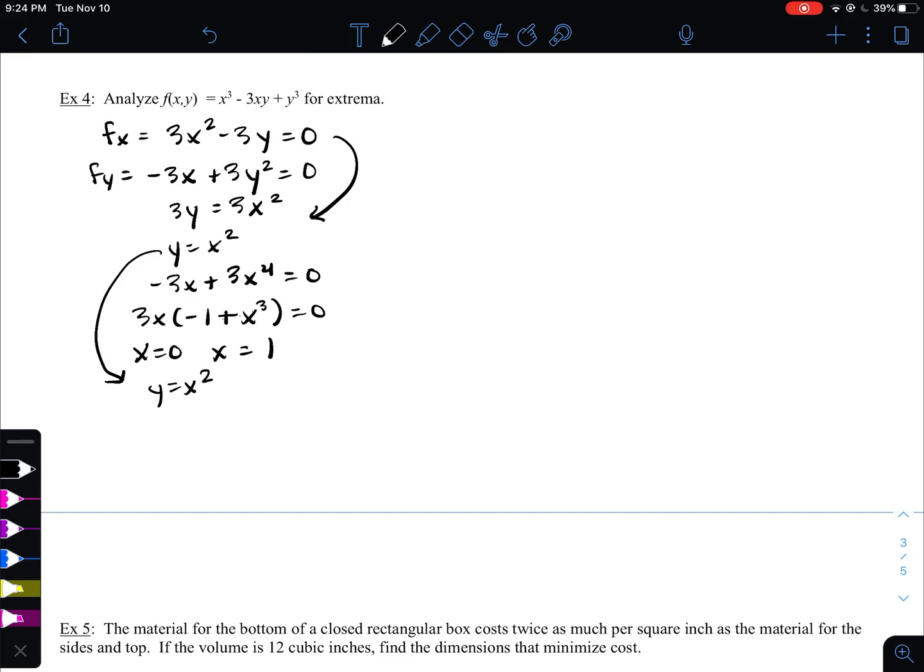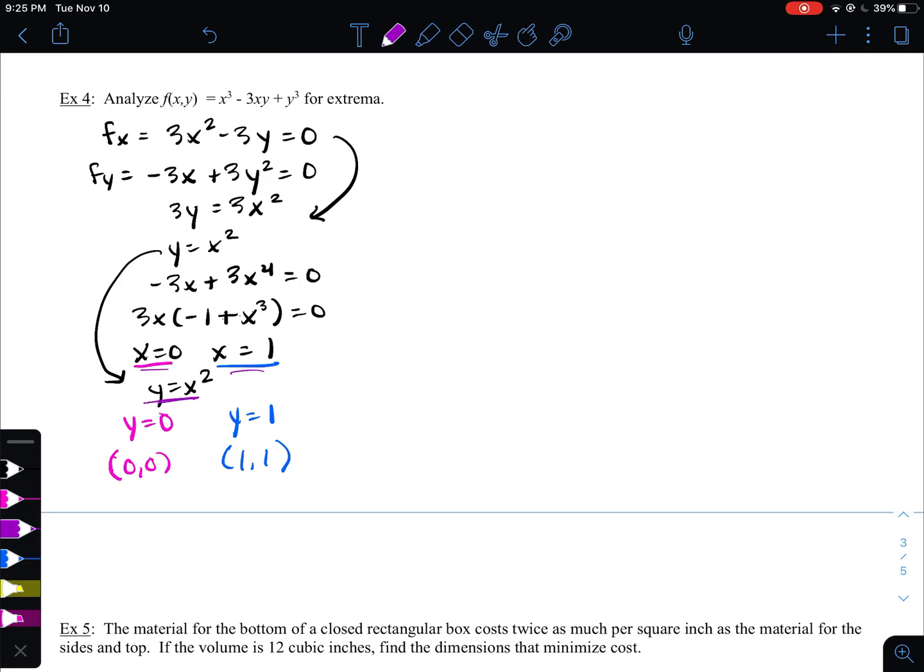So when I have x equals 0, that means y equals 0. When I have x equals 1, that means y equals 1. So my two coordinates are 0, 0 and 1, 1. You don't get to just mix and match the x and y values if they're dependent, okay? You only have two critical points here. You have to follow this rule once you have determined your two x values at which there are critical points.